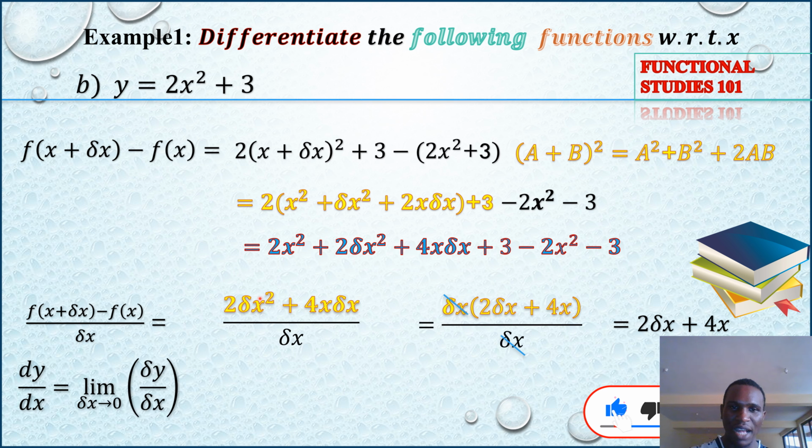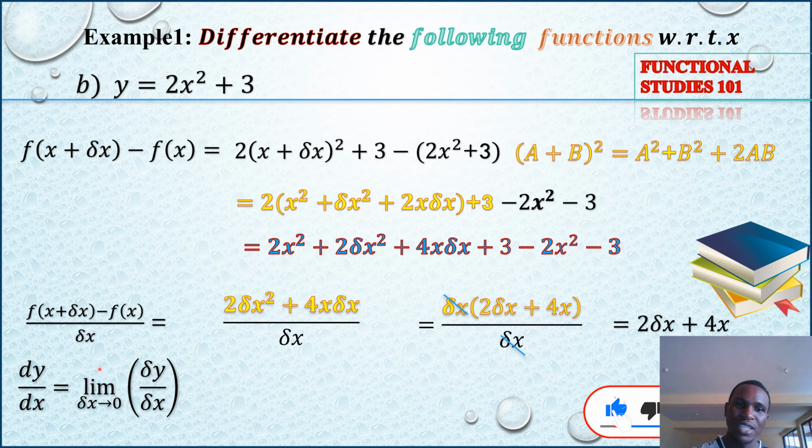If you factorize out the delta x, you have 2 into delta x plus 4x divided by delta x, which will just cancel out, and you'll be left with what? 2 delta x plus 4x, which is this part. And we're again now to evaluate our limit as usual. Okay, we go and evaluate the limit of this ratio.